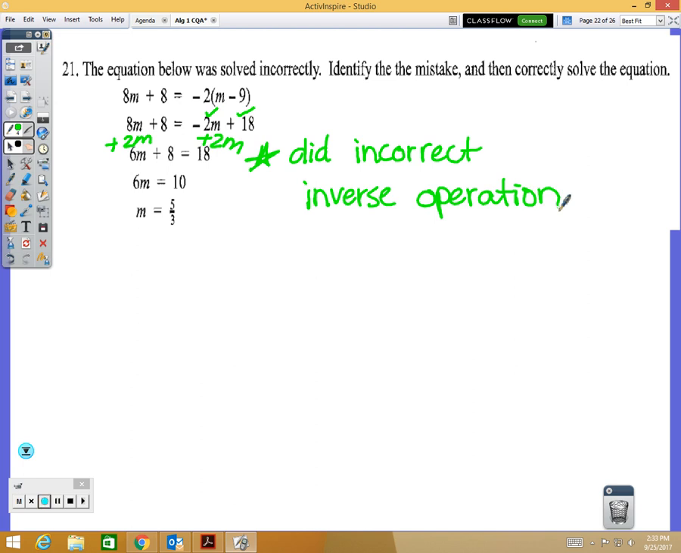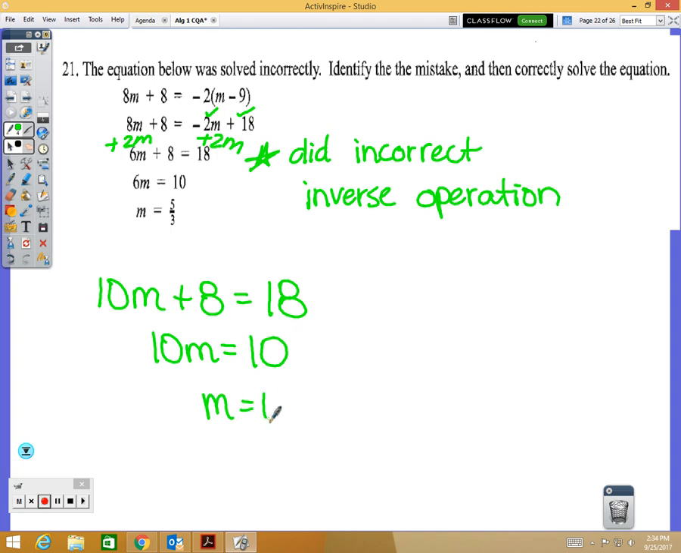Or you could say they subtracted 2m instead of adding 2m. That's fine. So now let's correctly solve the problem. If we add 2m here, we're going to end up with 10m plus 8 equals 18. So subtract 8 from each side. 10m equals 10. So m equals 1.